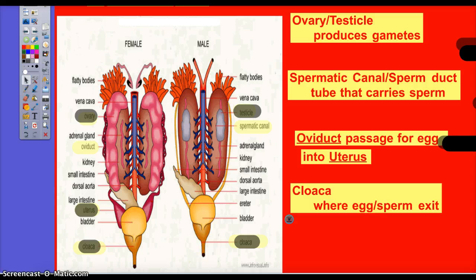So if I was to ask you on a test, what is the cloaca for? What can you tell me? Where the egg and sperm exit. There you go. What else? It stores waste until it exits. It's part of the excretory system, and it's part of the digestive system as well. So it's a multi-functioning organ. It's excretory, reproductive, and digestive. Correct. So it's in all of them. Yep.